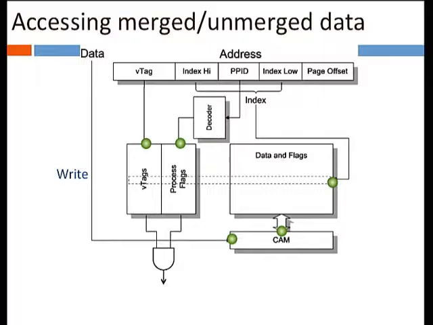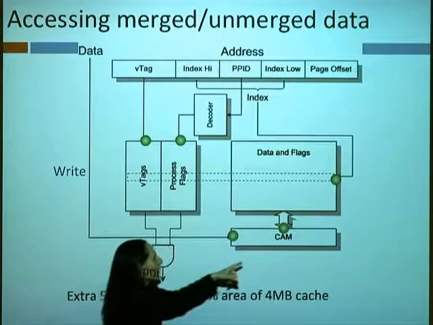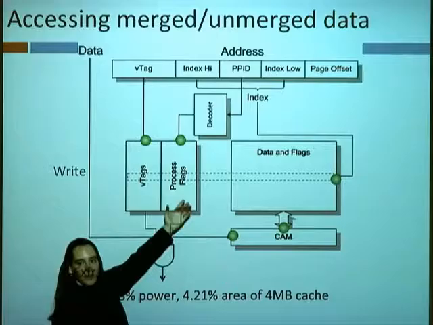Oh, wait, that was not writing the data. I don't know why that said write. Okay, oh yeah, on a write, we would read it out and check to see if it's identical, and if it's identical, we just add the process flag. If it's not identical, then we give it a new slot and a new process flag and tag.